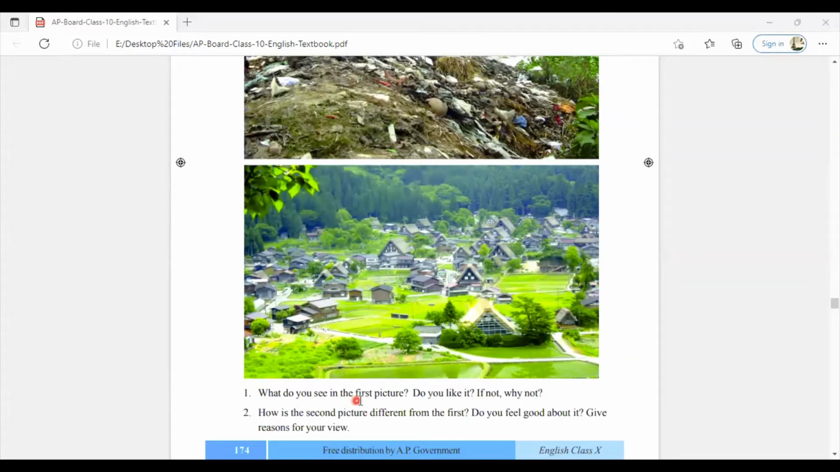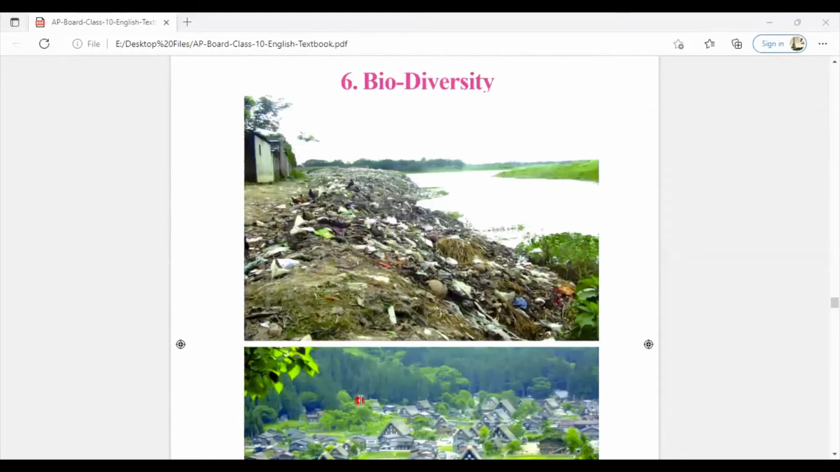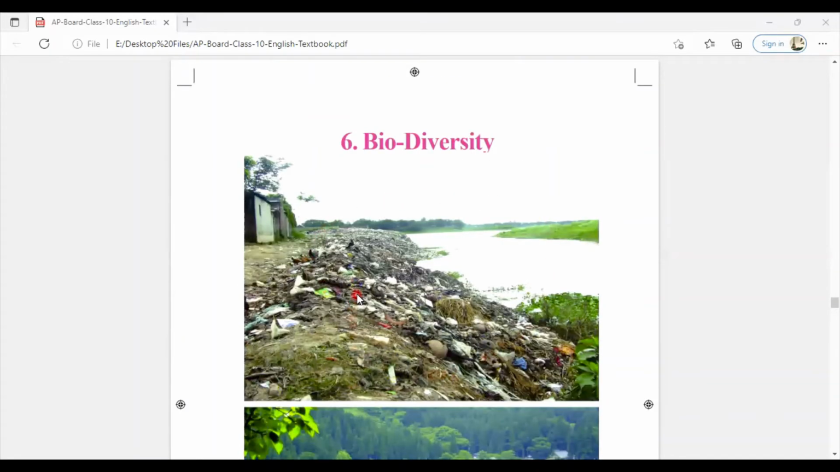What do you see in the first picture? Do you like it? If not, why not? So in the first picture, we can see the polluted air. You can also see a dumping yard, completely full of dust and garbage, near a water body. This is a water body, and near the water body, you have a dumping yard.